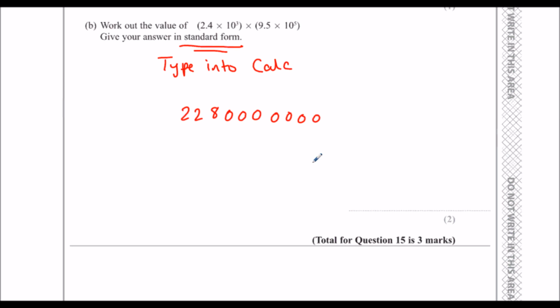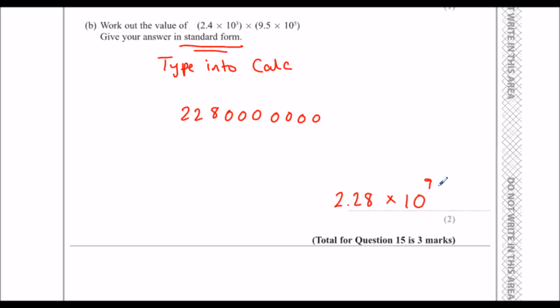Standard form is a number between 1 and 10. So in this case, it'll be 2.28. And then times 10, how many times? So if you're at 2.28, how many times have you got to multiply it by 10 to get this number? So 1 would be 22.8. 2 would be 228, and so on. So 3, 4, 5, 6, 7, 8, 9 times. So we need 2.28 times 10, 9 times.